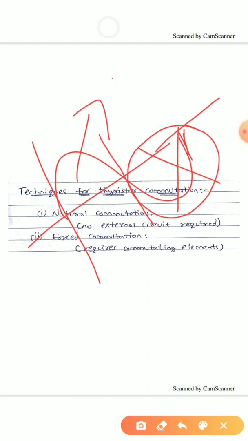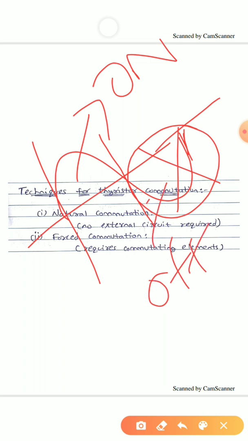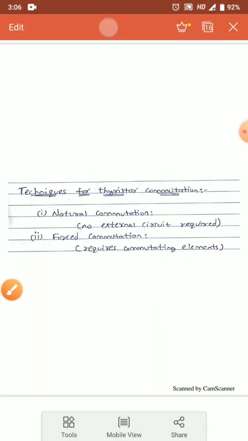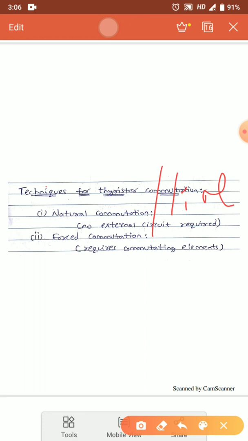Here it will conduct. It will be on in this duration, depending on when I am giving the gate pulse. This will be on in the positive half. It will be off in the negative half. Because this is the characteristic of AC, it will have a positive cycle and a negative cycle. So when we go to the negative cycle, the device will become reverse biased and directly turn off. This type of commutation we call natural commutation, or the other name for that is line commutation.